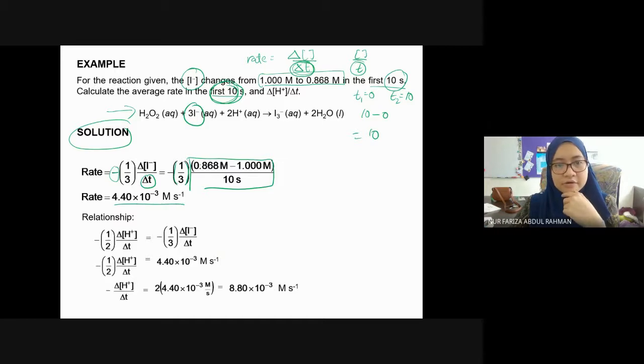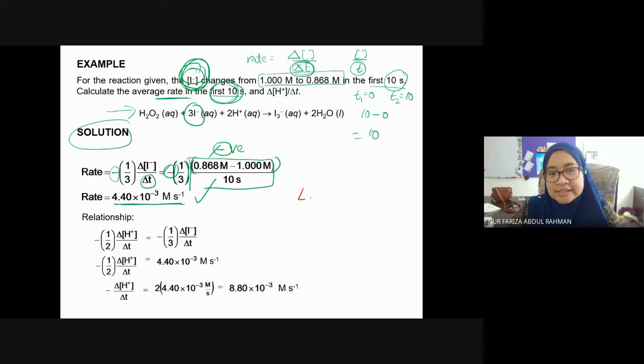So you got this one. Because for this one, being a reactant, you will get a negative value. So negative with negative cancel out, you will get a positive value. Like I said just now, the numerical values for rate, regardless whether it is reactant or product, should always be positive. Okay, rate, numerical values should be positive. Okay, so we are done with I minus, the average rate for the first 10 seconds for I minus. Okay, let's change color. The question asks for delta H plus over delta T.